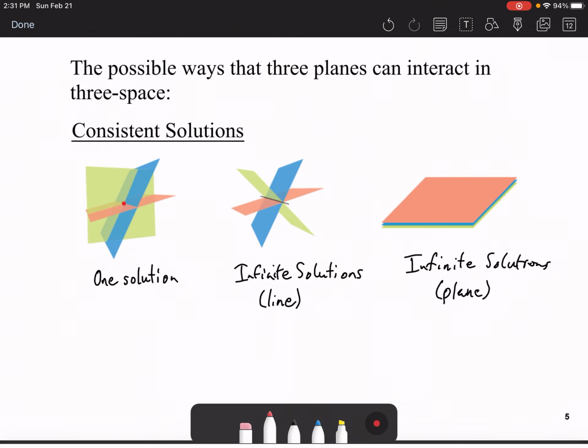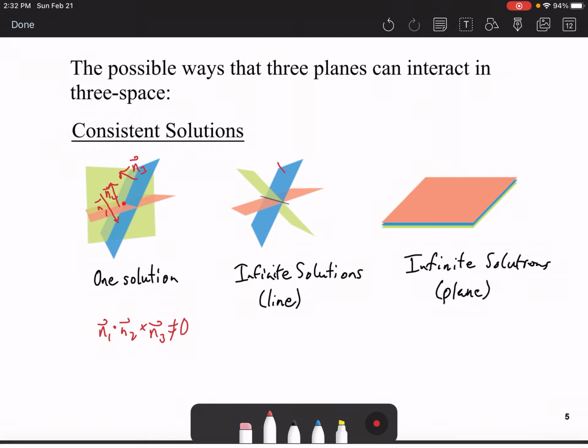For the first instance, you can notice the normals, one coming out, one going this way, and one going this way, are not related in any form. So normal 1 dotted with normal 2 crossed with normal 3, let's say, does not equal 0.